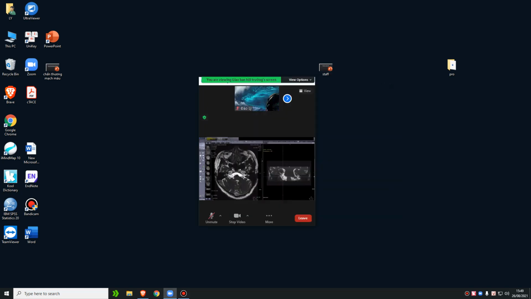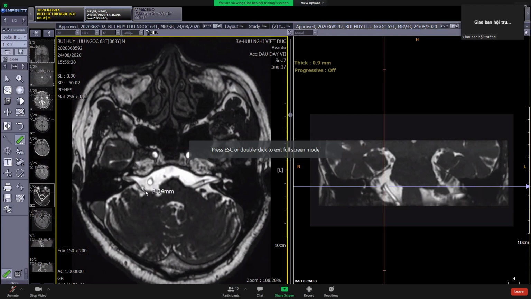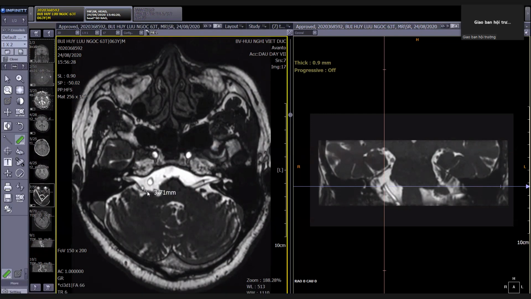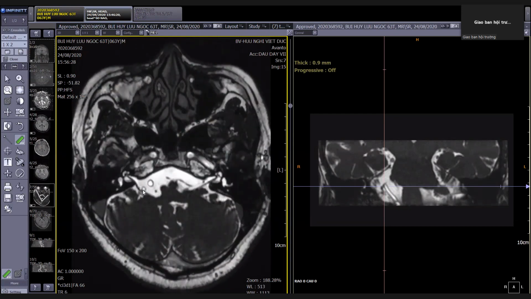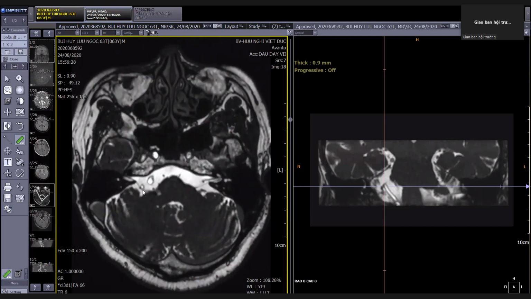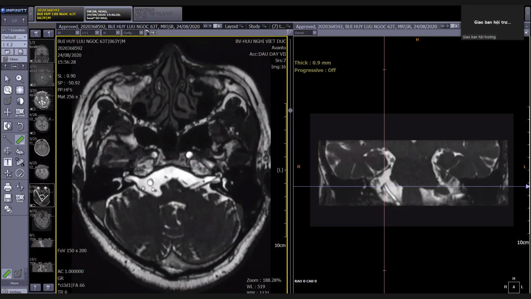Check between nerve and vessel. It's 3.7 millimeter from front. And it is transition zone. In the left is normal.